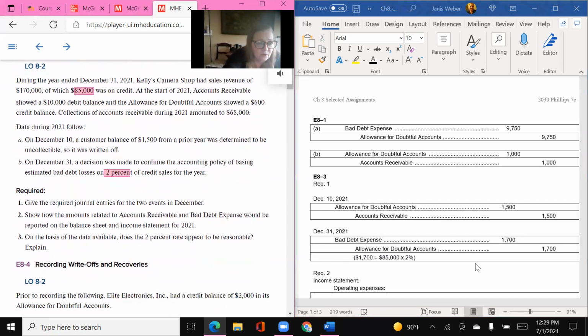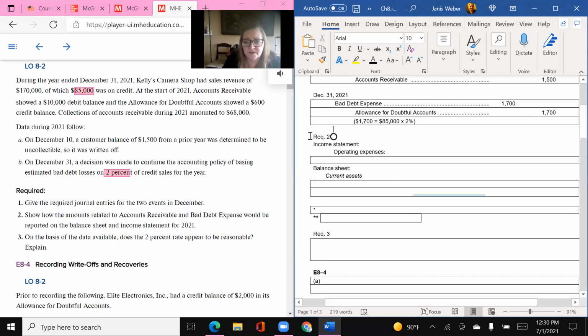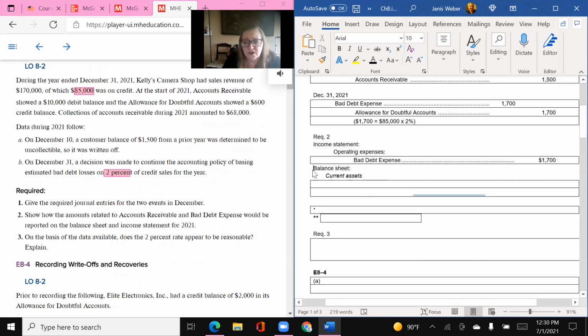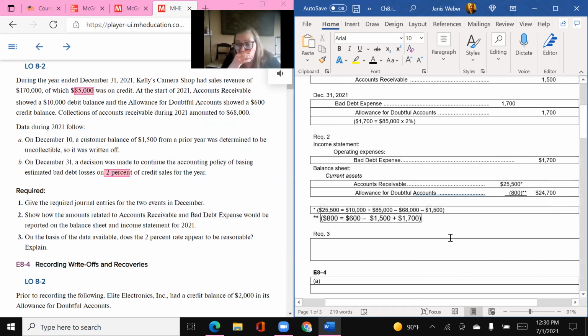Then the second requirement says show how the amounts related to accounts receivable and bad debt expense will be reported on the balance sheet and the income statement. Okay. So this is requirement 2. On the income statement, in the operating expenses, we would show the bad debt expense. And then on the balance sheet, in the current assets section, we would show the accounts receivable and the allowance related to it to come to a net realizable value of $24,700. But anyway, they're just showing you how they calculated the balances.